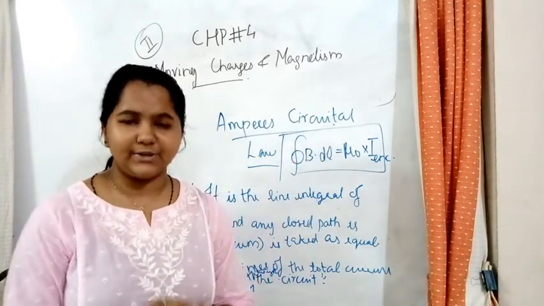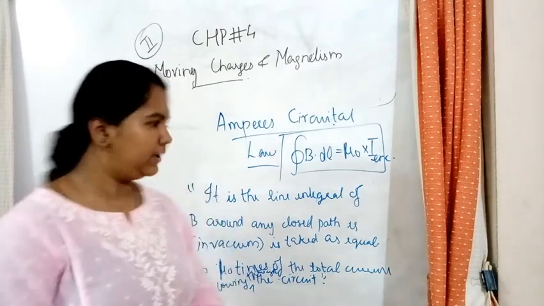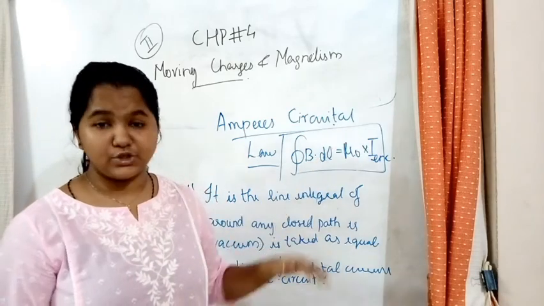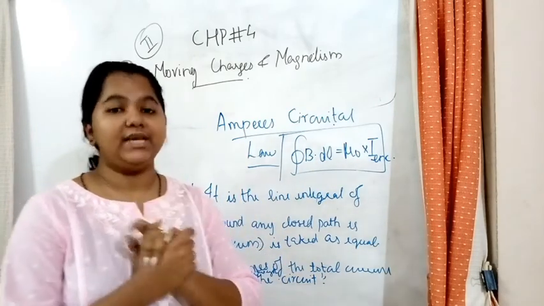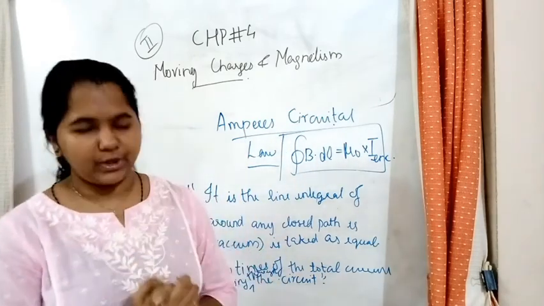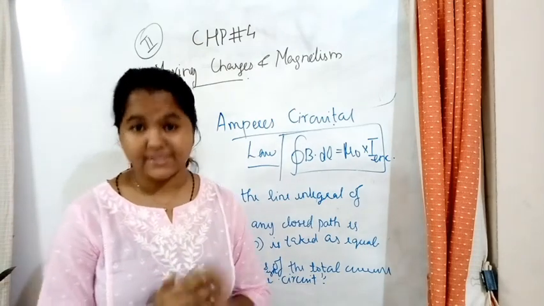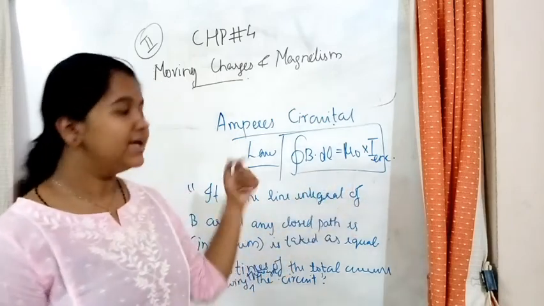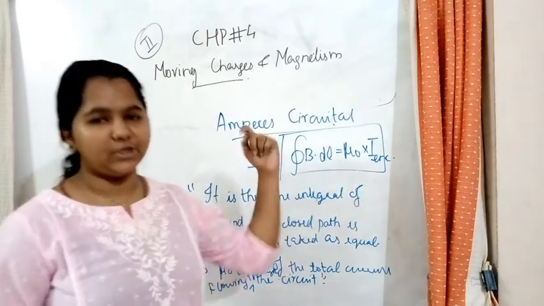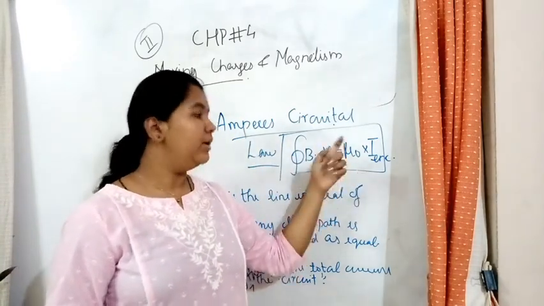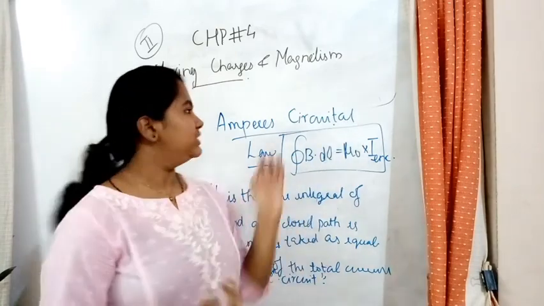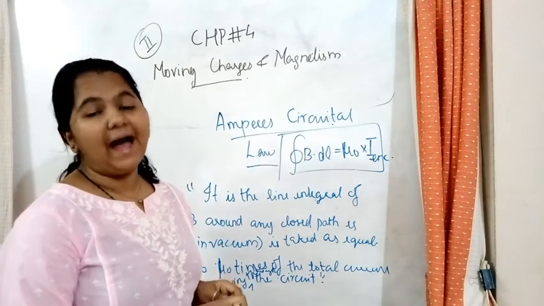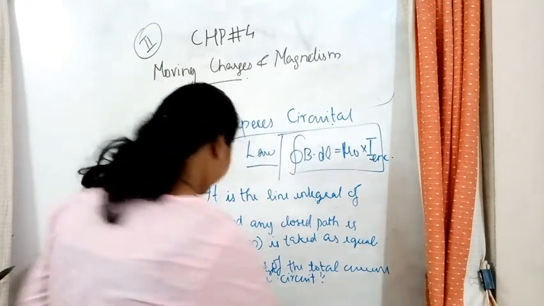The Ampere circuital law is very simple. It states that the line integral of magnetic field, only in vacuum, is equal to mu 0 times the total current flowing through this closed circuit. The equation is the line integral of B dot dl is equal to mu 0 I enclosed. So this is the Ampere circuital law. Now let's see the applications of Ampere circuital law.